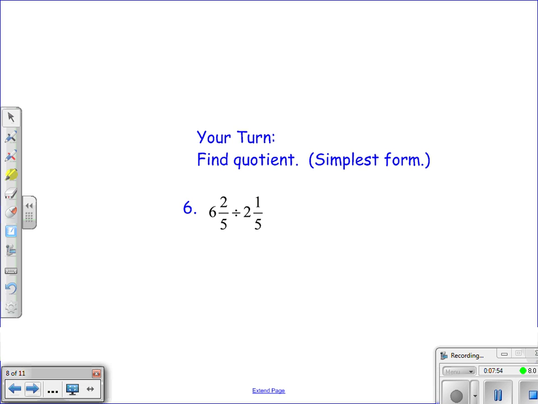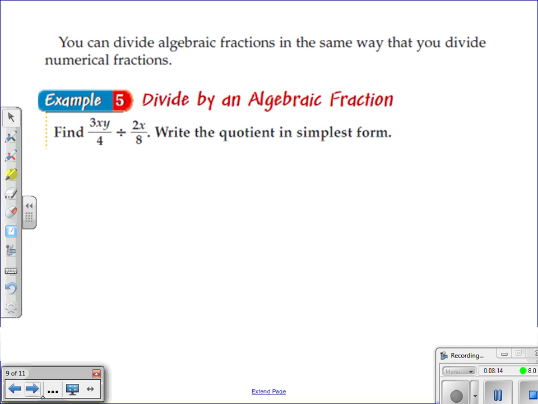Guess what? Your turn again. Stop your video. Do this problem number 6. Find the quotient, put it in simplest form. When you're finished writing this problem down on your paper, you may start the video back up, and we will do 2 more parts to this lesson. All right, actually just 1 more part to this lesson.